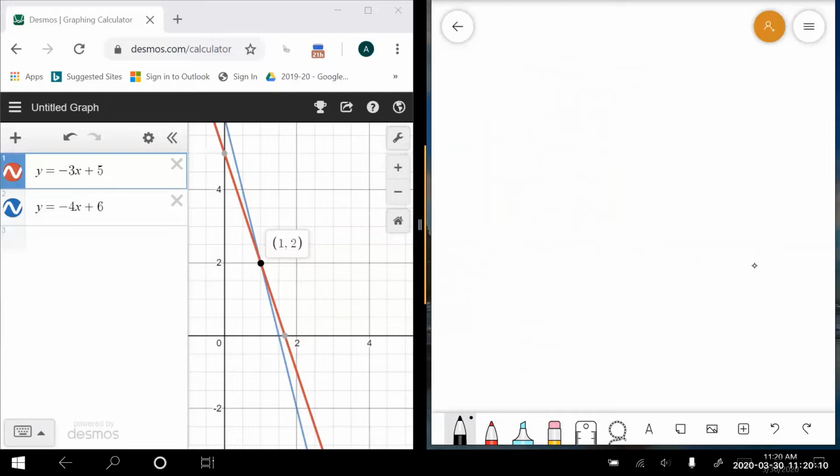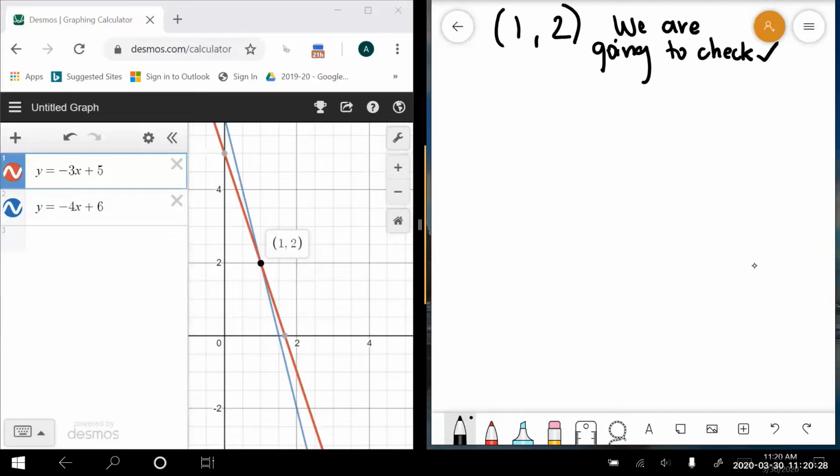So our solution was 1, 2, okay? And we need to check. So we are going to check, okay, so let's start with the first one. Y equals negative 3x plus 5.